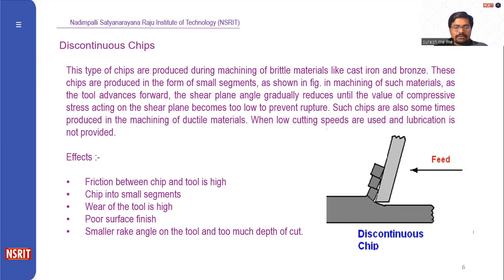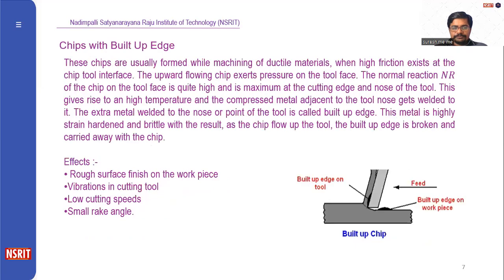Due to this, the friction between chip and tool is very high, and the chip breaks into small segments. Here we can observe the chip is separated into small parts. The wear of the tool is very high, with poor surface finish, and here we are providing a small rake angle on this tool. So too much depth of cut we can provide.